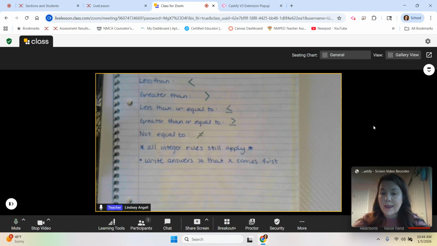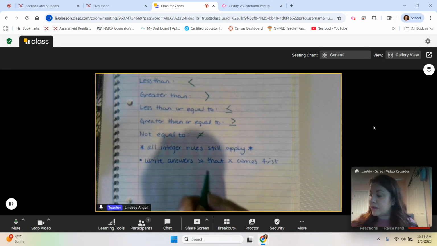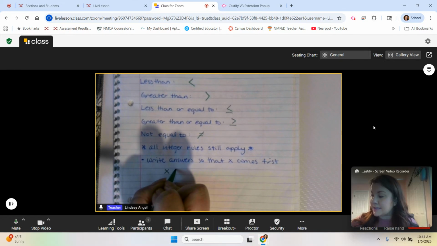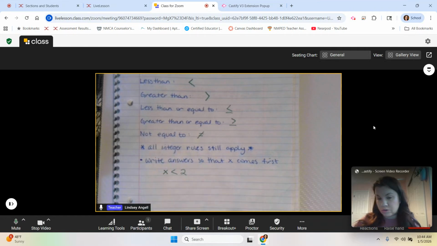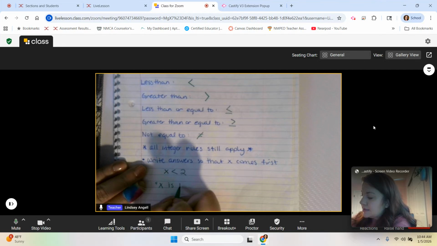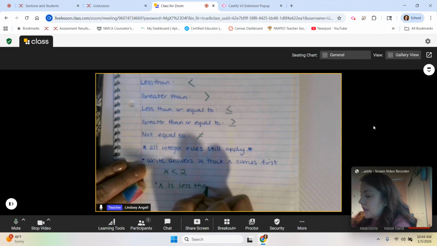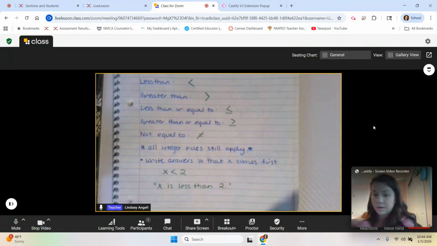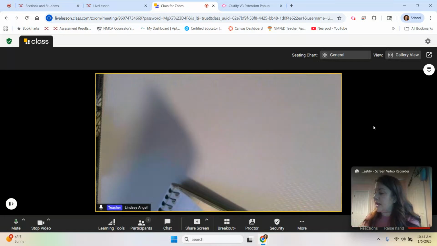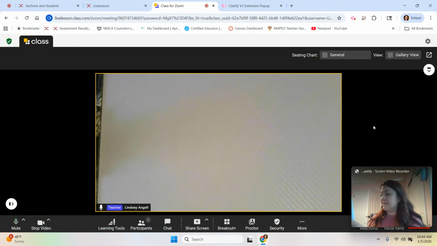And then you're going to write all of your answers where x comes first, or x is on the left-hand side of the inequality symbol. So, like x is less than 2. That's what that would look like, and that's how you would read that. Maybe you want to write that down. X is less than 2. That's how that would read. Okay? So, let's get into some examples.